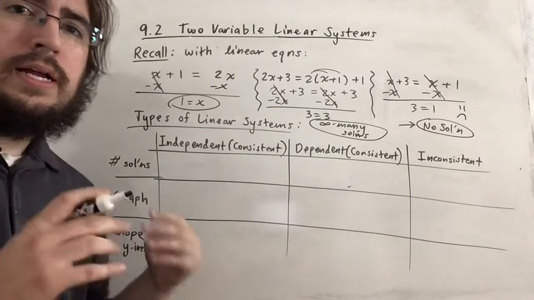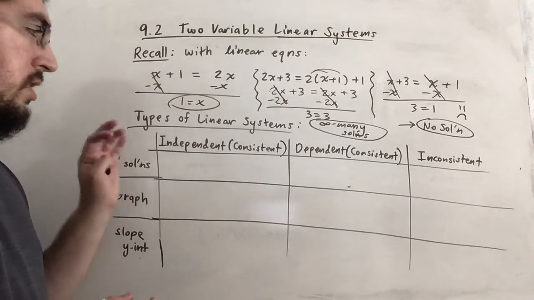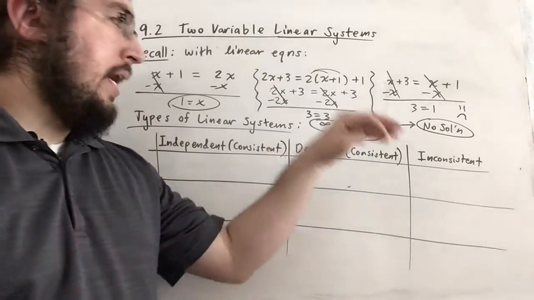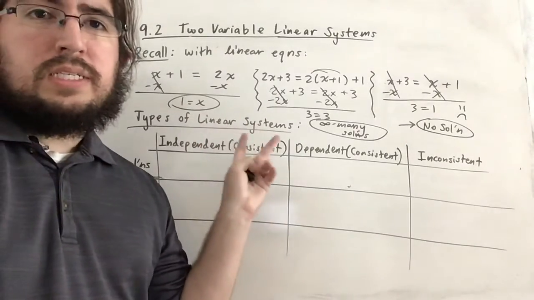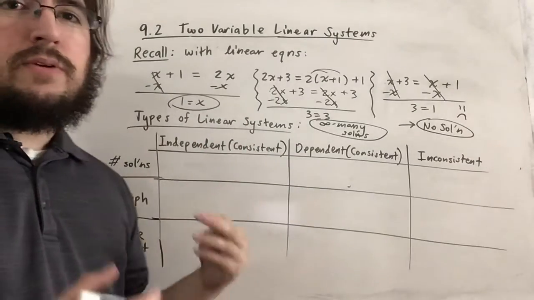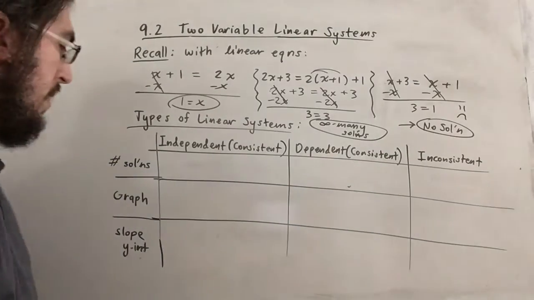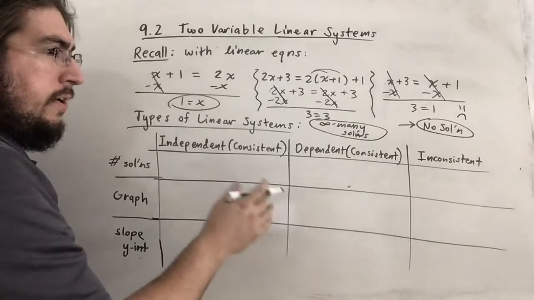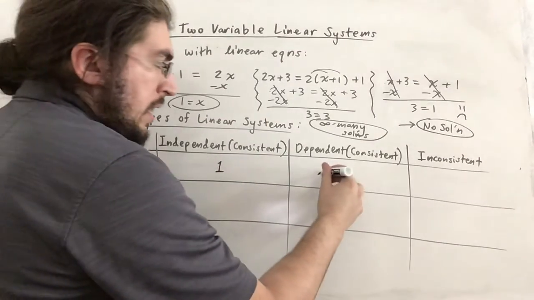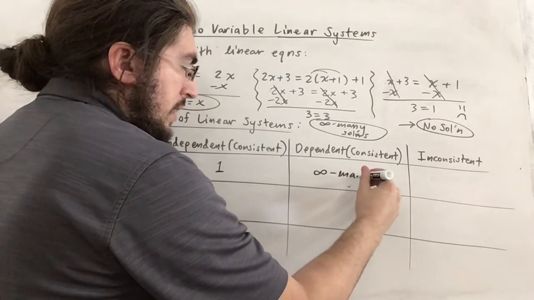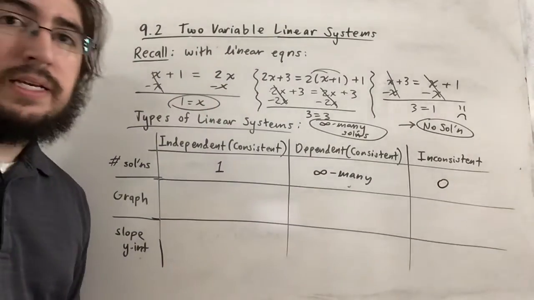And in particular, systems with two equations and two variables. So these are what are known as independent, dependent, and inconsistent systems. Dependent and independent are both consistent. Now, consistent means that there exists a solution. Inconsistent means that there exists no solution. So the number of solutions here are kind of mirrored from above. So there's one solution for independent, infinitely many solutions for dependent, and no solution for inconsistent.